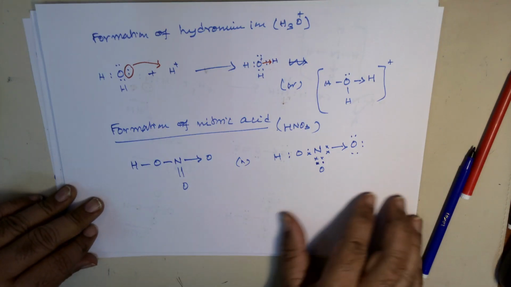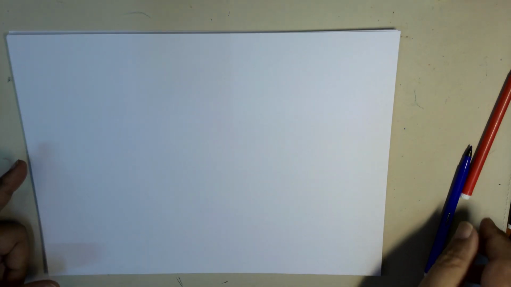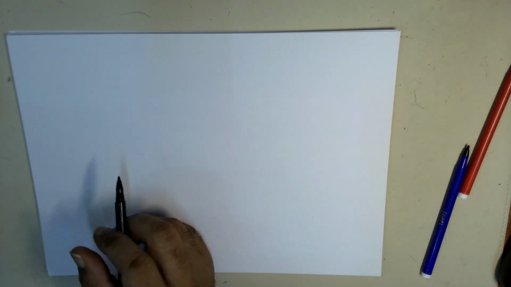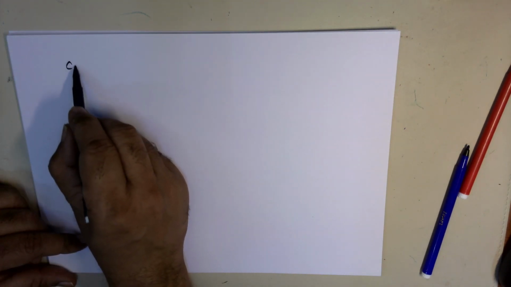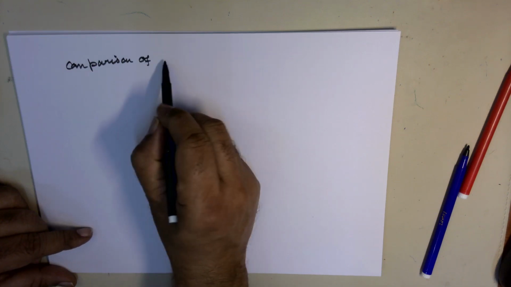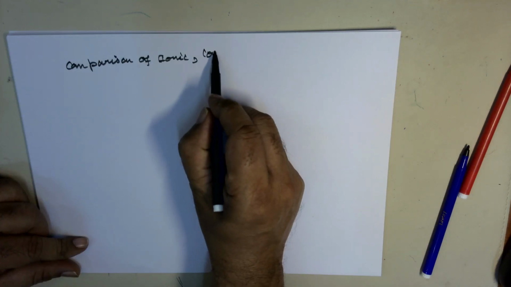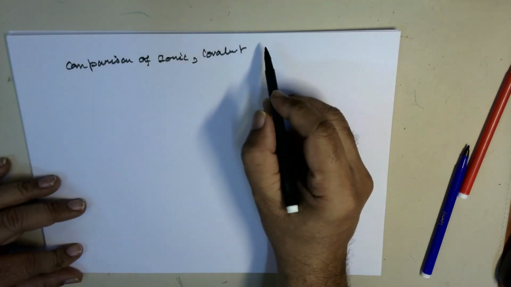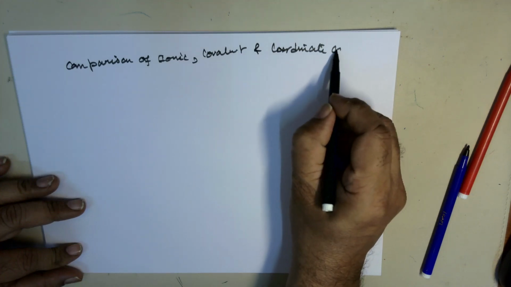Now let me recap the entire compounds. That is comparison. This is a very frequently asked question. Okay, take down. Comparison of ionic, covalent, and coordinate compounds.